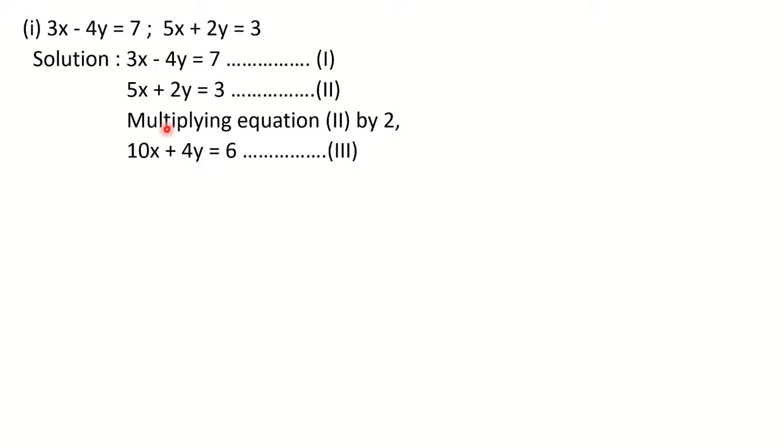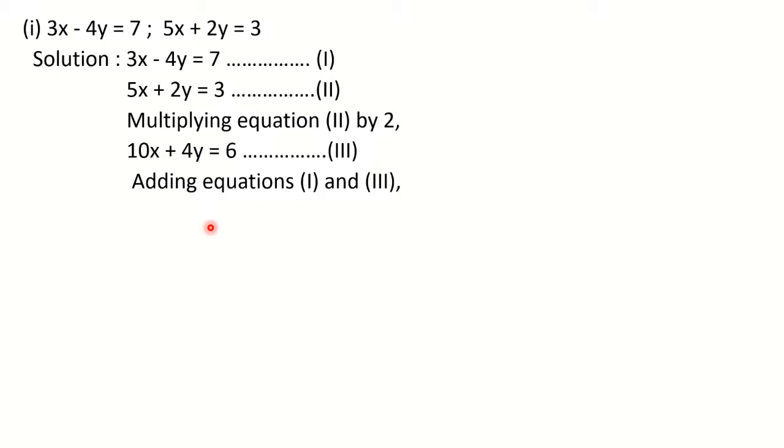Then the next step is to observe the signs. You can observe that the signs are opposite here. Here it is minus 4y and here it is plus 4y. So in this case, if we add equations 1 and 3, then the variable y will be eliminated. We can cancel y here. So the next step is adding equations 1 and 3. Don't think about 2 now, because we have multiplied 2 by 2 and framed the new equation. So while adding, you will add 1 and 3 with the equal coefficients.